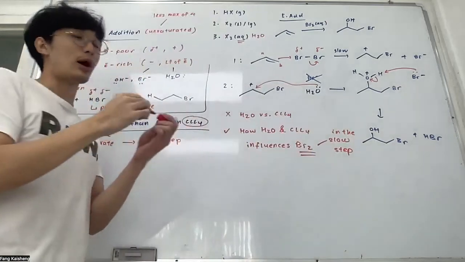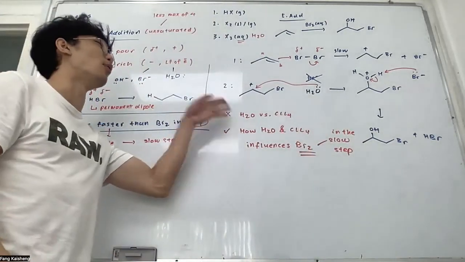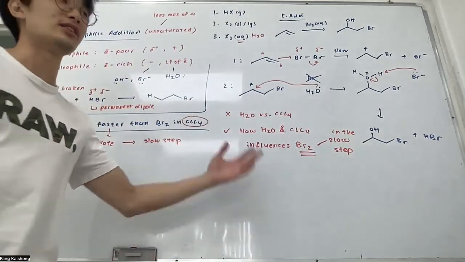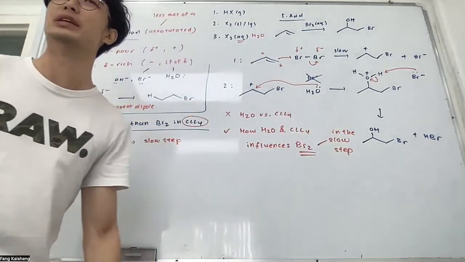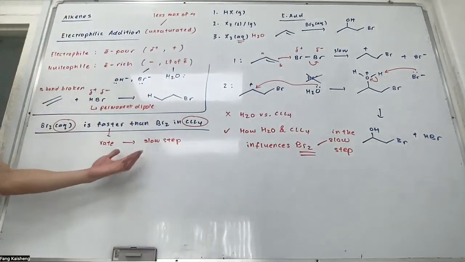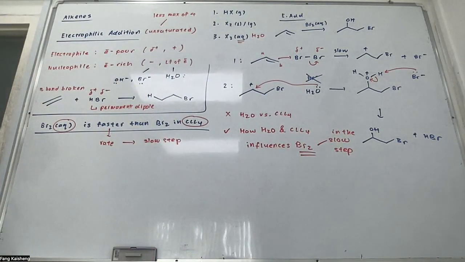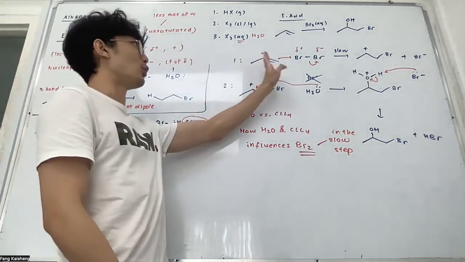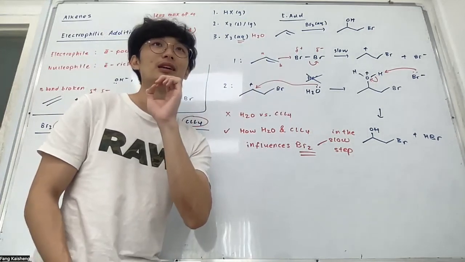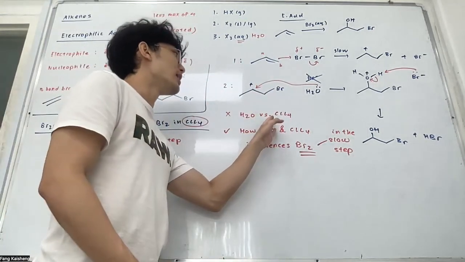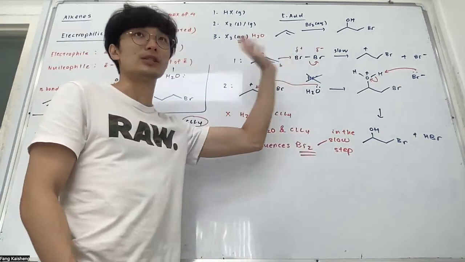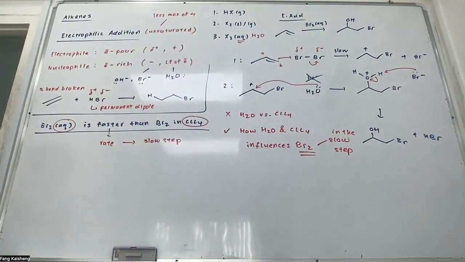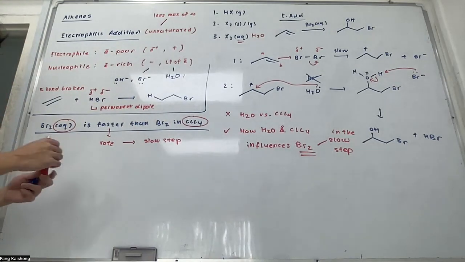So we need to tweak our answer a bit. It's not about how water is polar and CCl4 is non-polar, so polar is faster. No, not so easy. Can you see what I'm trying to get at? Let me repeat one more time. Rate, look at the slow step. But the slow step doesn't have the solvent directly. So it's not about the solvent. It's about how the solvent affects Br2, because Br2 is the one that gets affected by the solvent. That's the angle we are looking at. At the end of the day, we still need to talk about Br2.